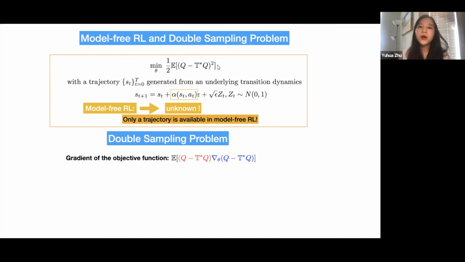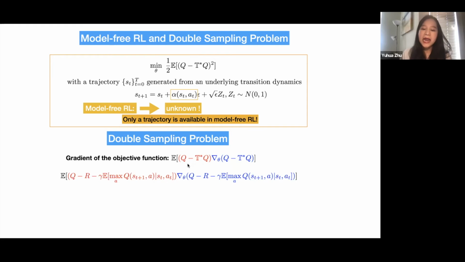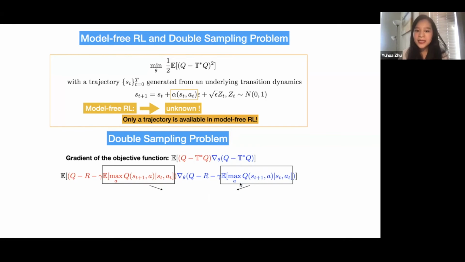So when we want to solve this optimization problem by gradient descent, by calculating the gradient of the objective function, we have the red part and the blue part. The red is the Bellman residual. The blue part is the gradient of the Bellman residual. And if we expand this optimal Bellman operator T star, we will have two independent expectations on the next state.